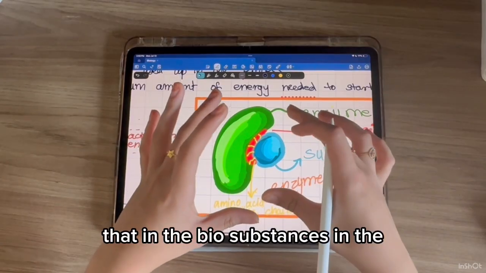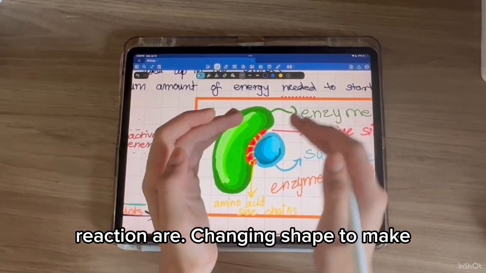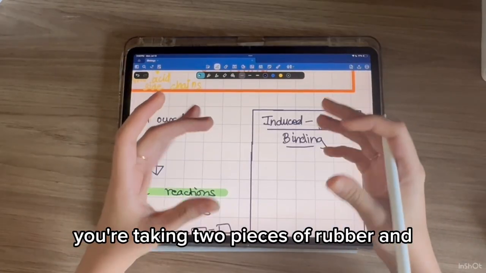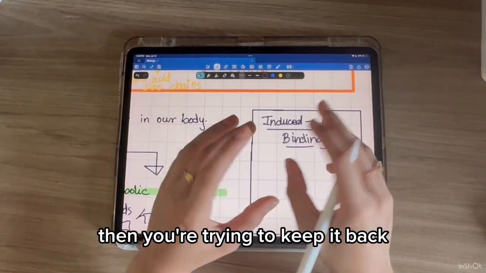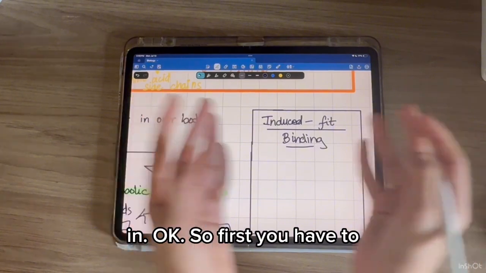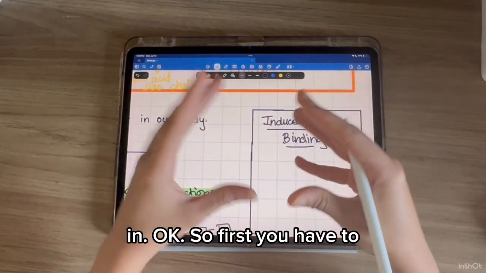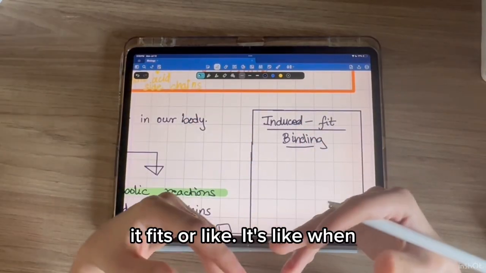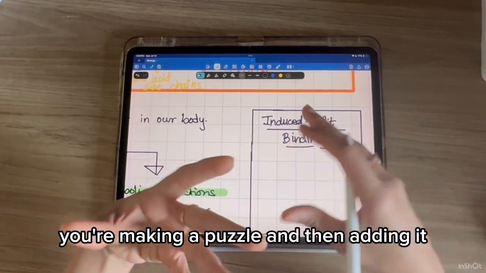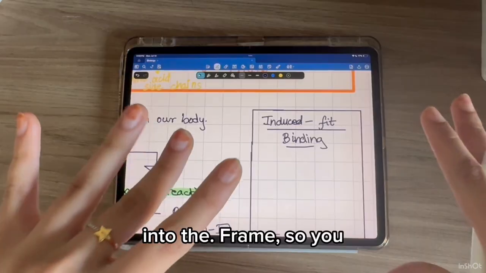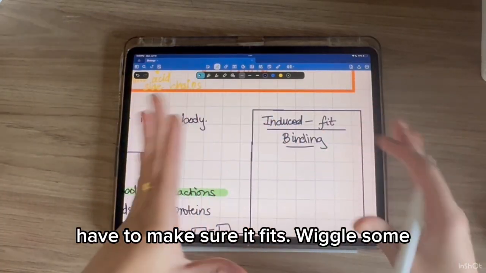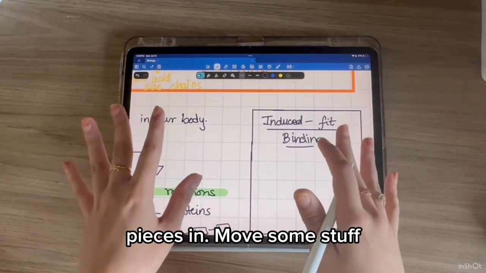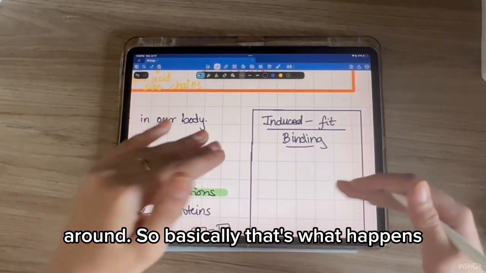So induced-fit binding: substances in the reaction are changing shape to make sure they fit inside. Like when you're taking two pieces of rubber, okay, and you tear it apart and then you're trying to put it back together. First you have to shake it a bit, make sure it fits, or it's like when you're making a puzzle and then adding it into the frame. So you have to make sure it fits, wiggle some pieces in, move some stuff around. So basically that's what happens here.